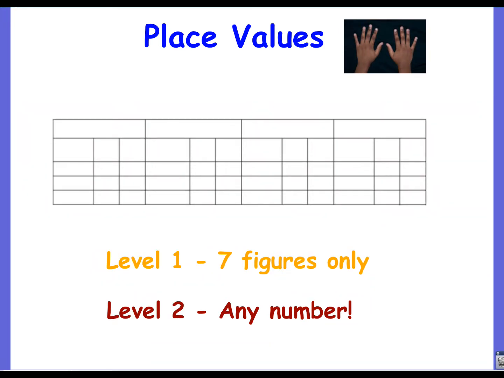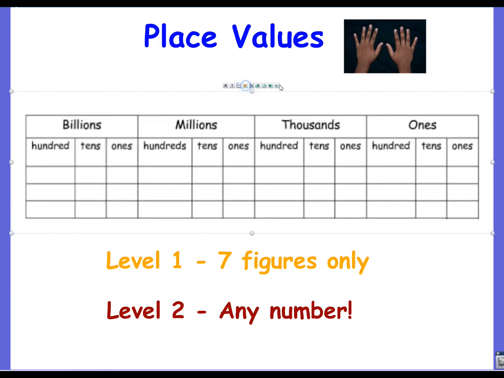Now let's look at place values and these groups of 10 that we count with. We should all be familiar with the way we group numbers. So we start on the right-hand side with units or ones, then tens, hundreds, then we go into thousands. So it's 1,000, 10,000, 100,000, then groups of millions and billions.